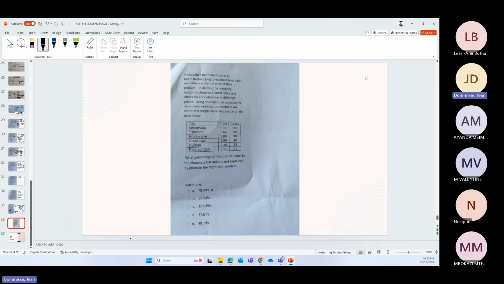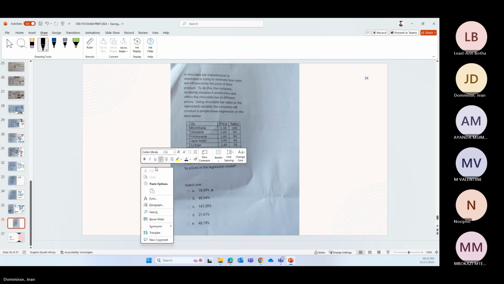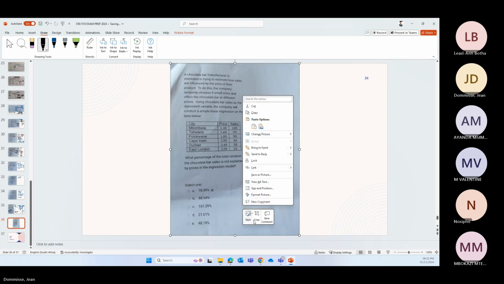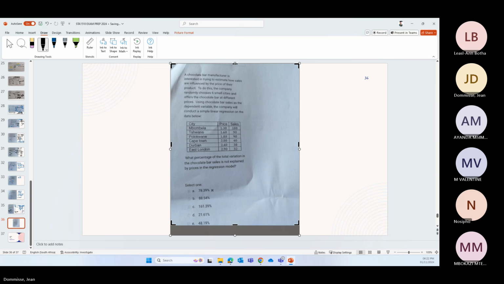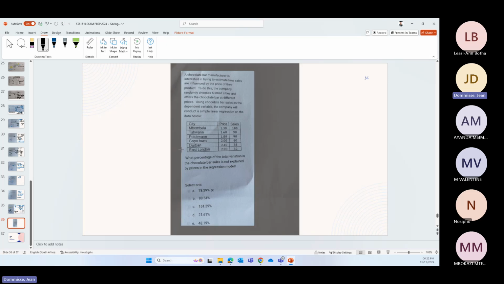Okay, last one. Let's quickly see. So this one, actually, if I look at the information, you should actually work this out. So let's see if there's any information in here, or if we then need to.